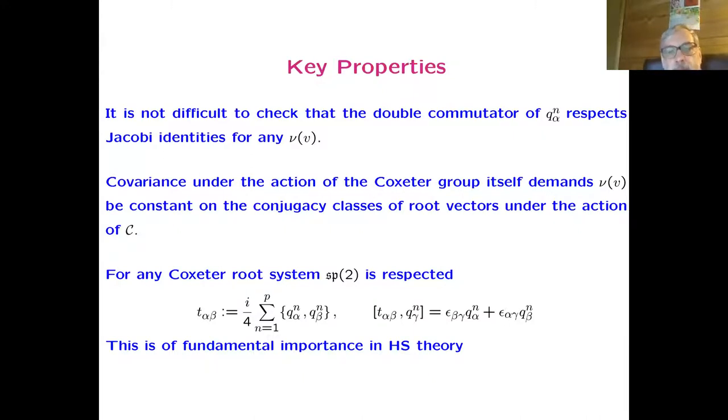And apart from Jacobi, one can demand that the whole story should be invariant under the action of the Coxeter group itself. And this imposes conditions on the constants. Jacobi holds for any constant nu of V, but the covariance with respect to the Coxeter group demands that these nu of V functions be functions on the conjugacy classes, not just arbitrary functions of V, but constant on the conjugacy classes. And there are as many constants as there are conjugacy classes in the respective Coxeter group.